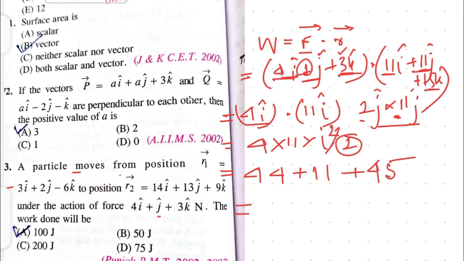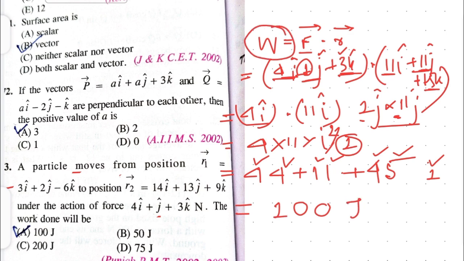So what is our answer? 4 plus 1, it's 5, 5, 10, so there is 1, 4, 4, 8, 9, 1, again 10. As it is work, its unit will be joule, so our answer is 100 joule.